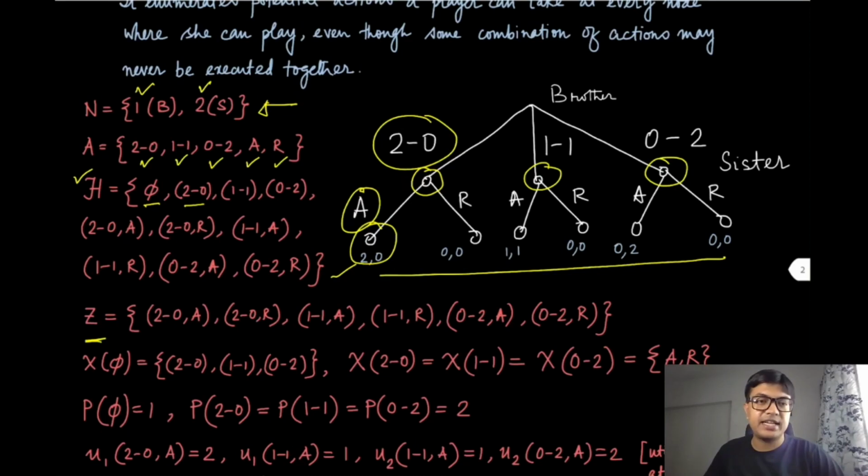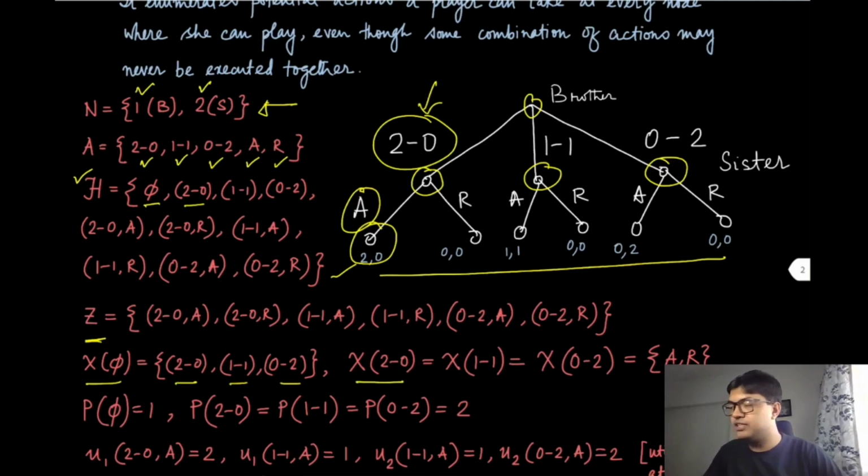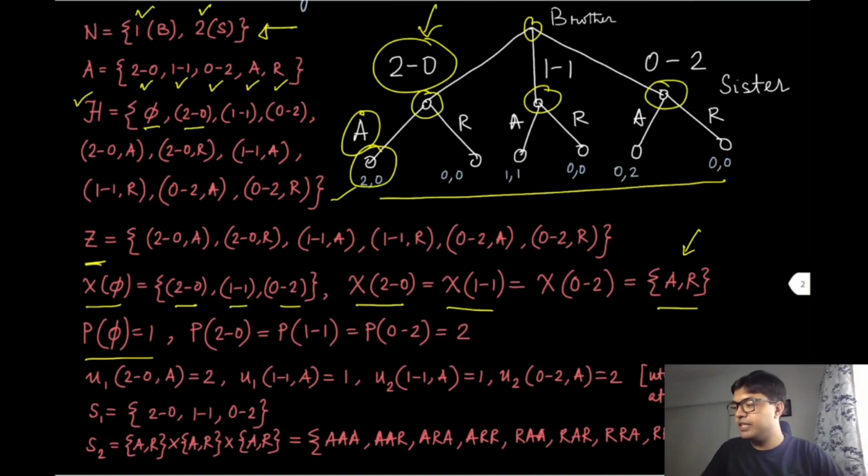Now, what are the actions available to the players at each of these histories? X of the empty history, which is the root node where this player is playing, has 3 actions, 2 0, 1 1, and 0 2. At every other history, so let's say at the history 2 0, the sets in this case are equal. So at 2 0, 1 1, and 0 2, the action set is A comma R. Because the second player has the same set of actions at every second round of this game. Now what do we know? The first player is playing at the 0th node, the root node, and at every other non-terminal history, player 2 is going to play. That is represented by this function here.